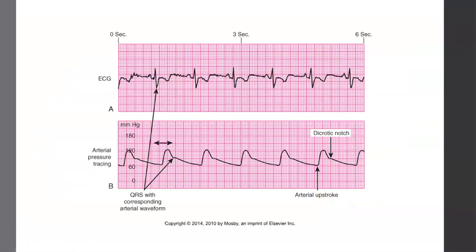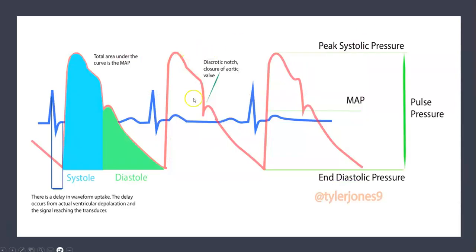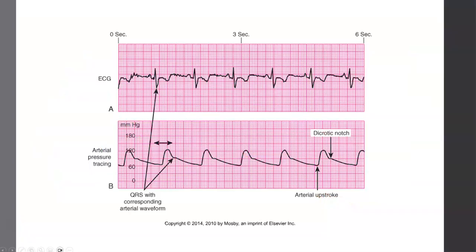Okay. So this is a simultaneous view, kind of like the previous slide. This is your ECG, your heart rate, and then this is your A-line waveform. So this is a simultaneous ECG and a normal arterial pressure tracing. As you can see on the ECG tracing, the QRS complex, so right here, occurs prior to the increase in the arterial pulse, okay?